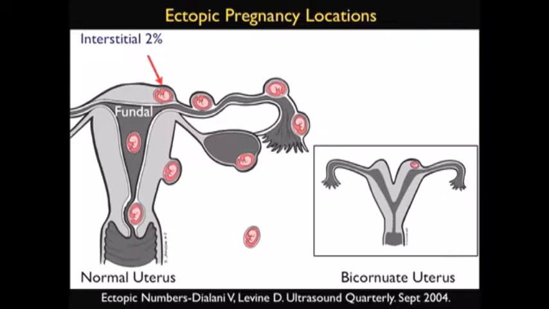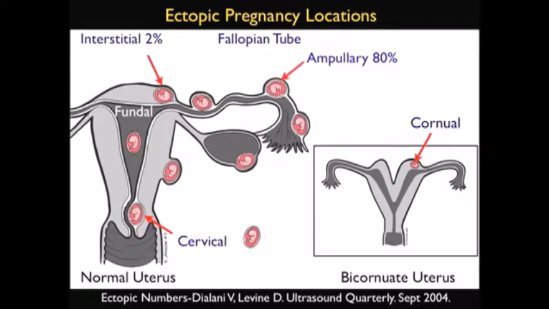And one that we can see is the interstitial location in the normal uterus to the left, or a cornual pregnancy in the bicornuate uterus to the right. This is defined as an implantation near the area where the fallopian tube enters into the uterus. We can also see, however, that an implantation low in the area of the cervix is also going to be defined as an ectopic pregnancy.